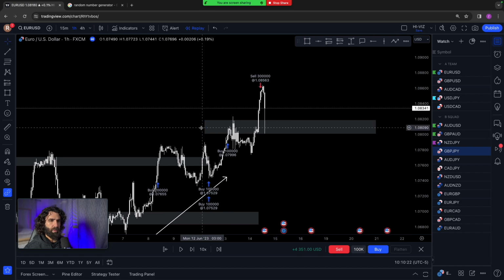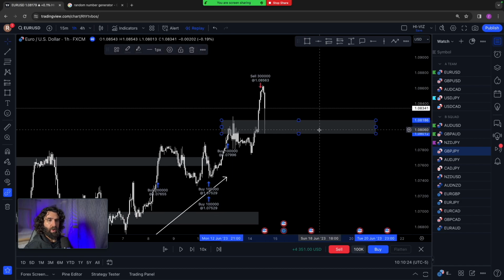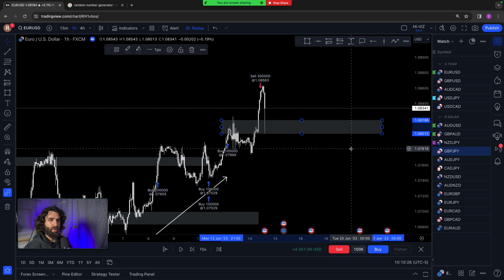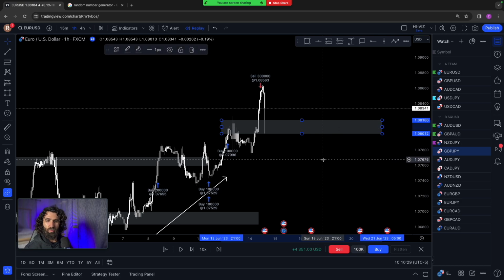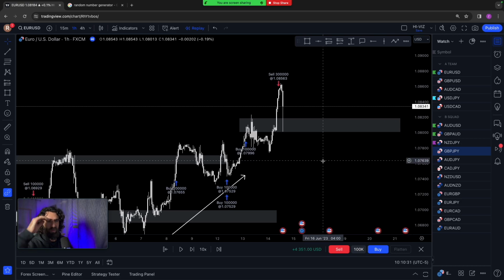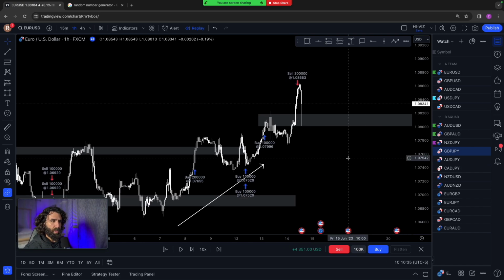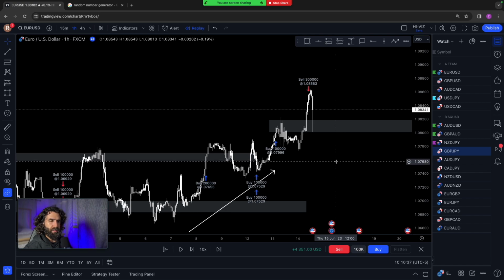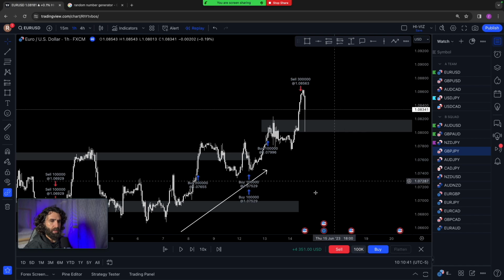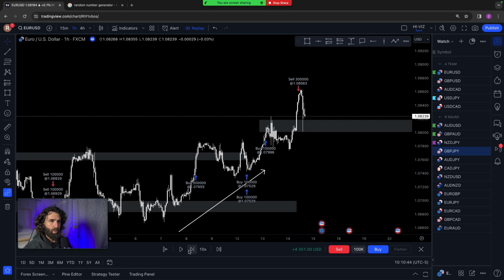Just horizontal levels that we're identifying. It's a discretionary approach. This is subjective. There's not a rules-based strategy. You can see I'm not following a set of black and white rules. I'm using my experience, my intuition to make a decision and decide to buy or sell or not, and decide to cut the trade or let it run. I'm going to play this forward a little bit more.